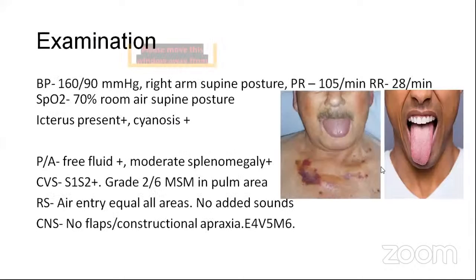So what do you want to do next? Whoever volunteered, can you just introduce yourself? Hi sir, I am Pawan from JJMMC. Okay, welcome Pawan. So what do you think is happening to this patient now?